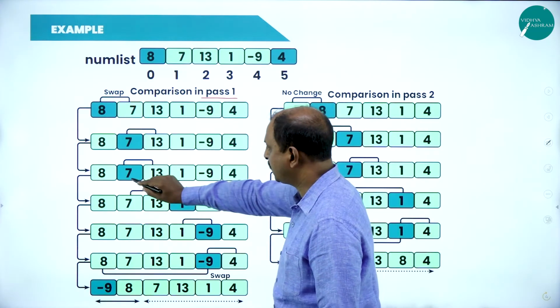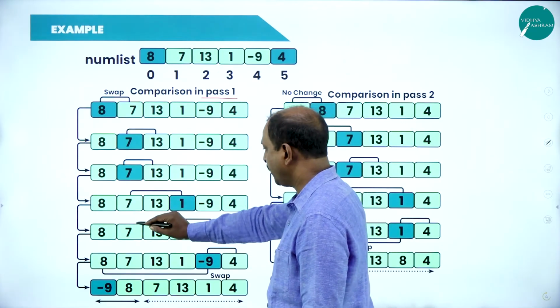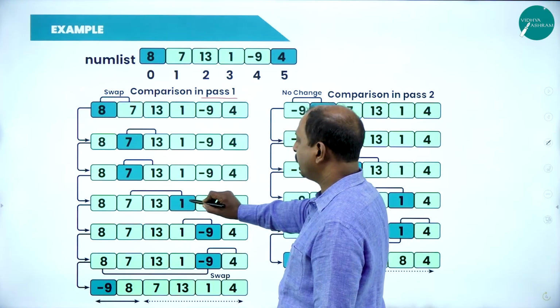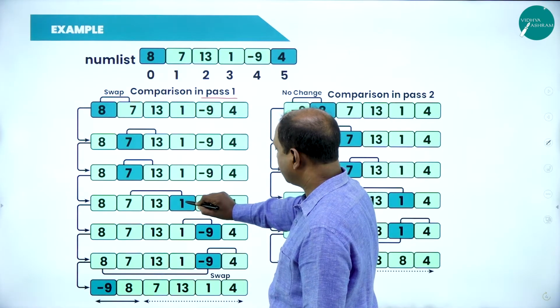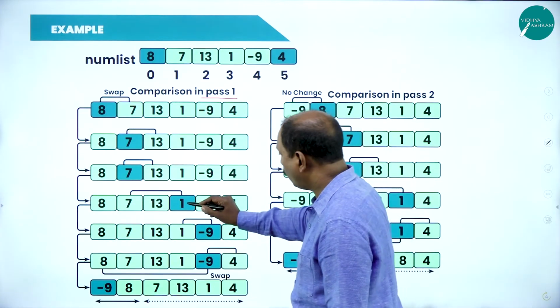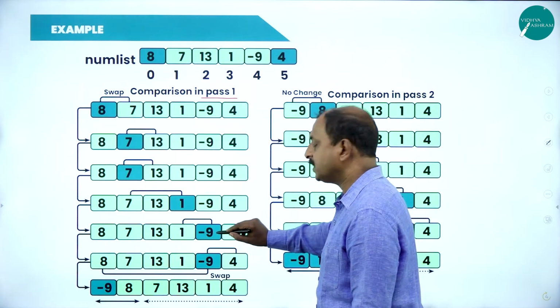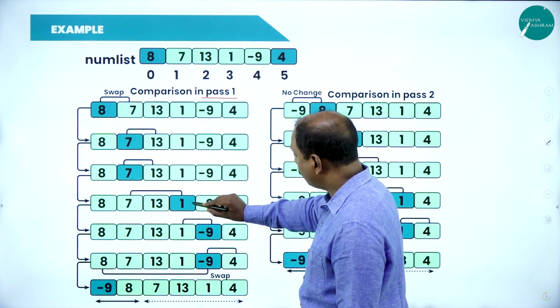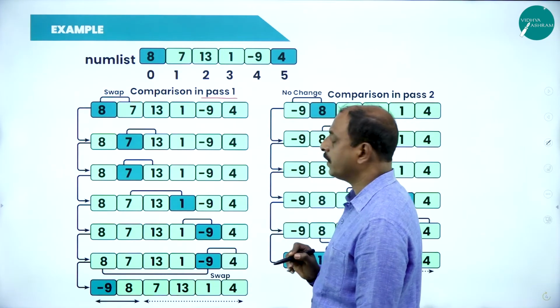So in the previous step, we have assumed that 7 is the smallest element. Now at this step, we are finding 1 is the smallest element. So we are saying that 1 is the smallest element, not the 7. Now next comparison from this 1 and the next element, that is minus 9, and minus 9 is the smallest element. So we are marking this in a different color. So assume that minus 9 is the smallest element.